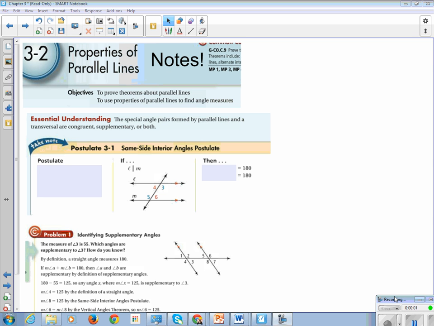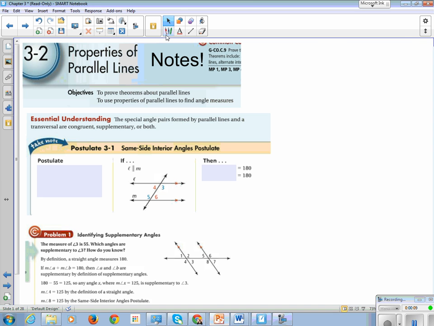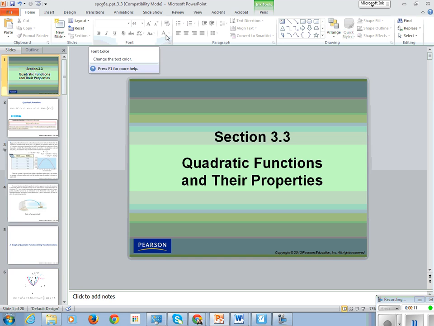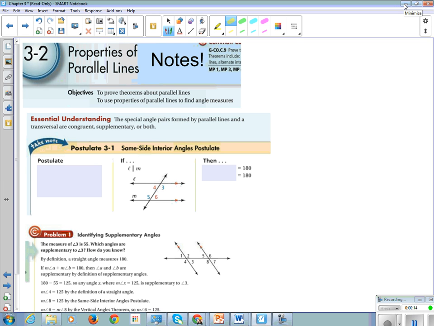All right, so this is your 3-2 Properties of Parallel Lines notes. Our learning objective is to prove theorems about parallel lines. So we are definitely doing theorems this time, an extension from last week's information, and to use properties of parallel lines to find angle measures. So we are having relationships between parallel lines.